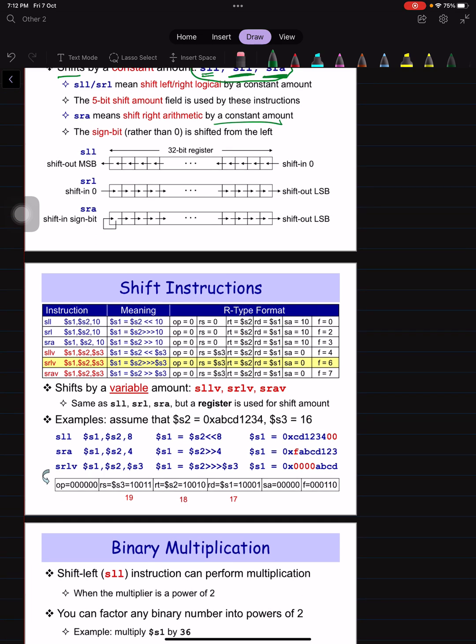As we knew already, we are still in the R type. Okay, it's very important for you to know that we are in the R type. What does it mean that we are in the R type? It means that we have the OP, the RS, the RT, the RD, and the SA, and finally what else? We have the F, or function.